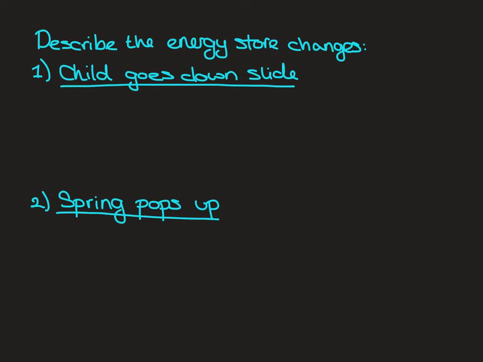Let's see now if we can apply this understanding of how the stores of energy change in a system as it changes to the two questions that we looked at before, a child going down the slide and a spring popping up. Okay, so let's have a little think. Press the pause button. Can you describe the changes in the energy stores for these two systems?